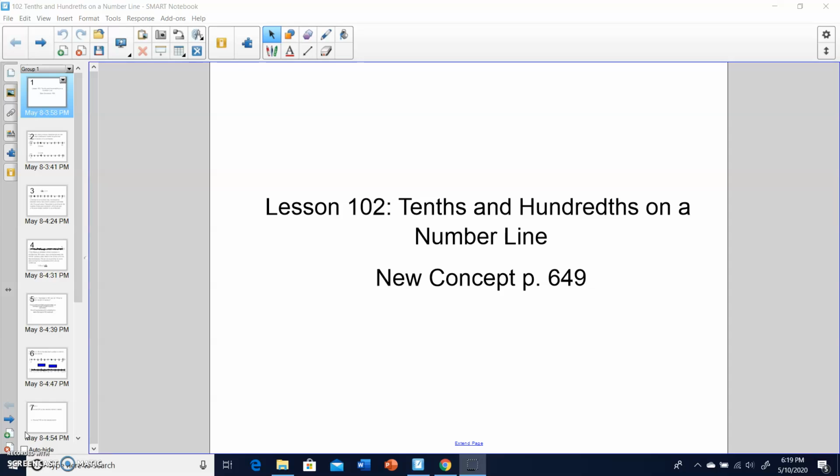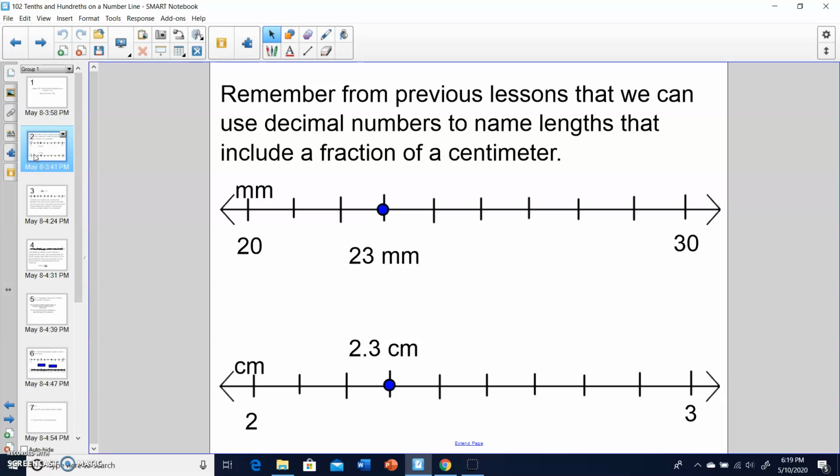Hi, fourth graders. Today we're talking about lesson 102, tenths and hundredths on a number line. It starts on page 649 in your math books. We've talked about number lines before, and we've talked about tenths and hundredths. We're just kind of combining those ideas.